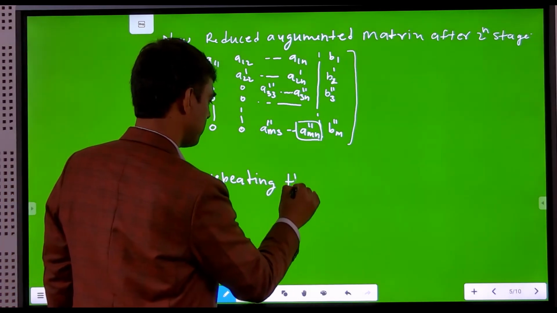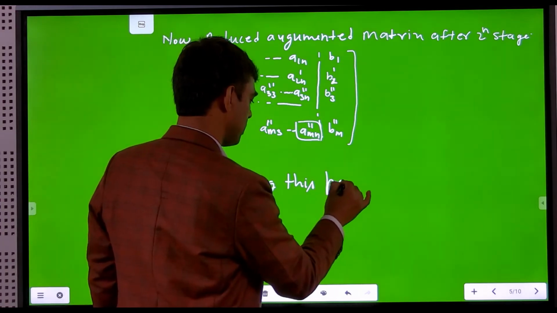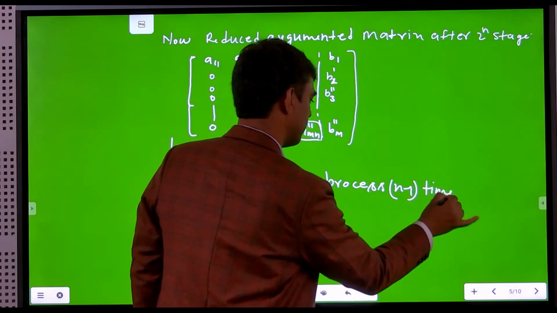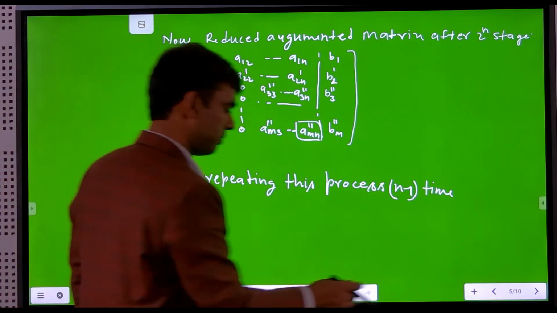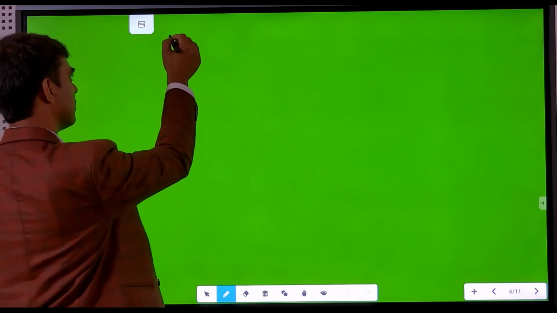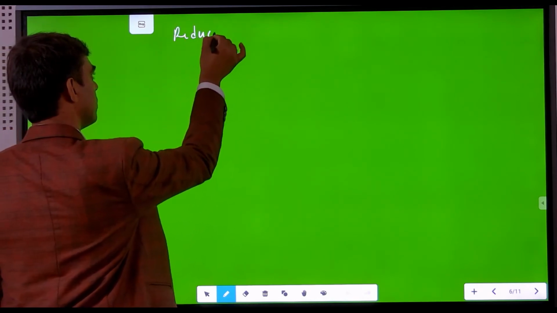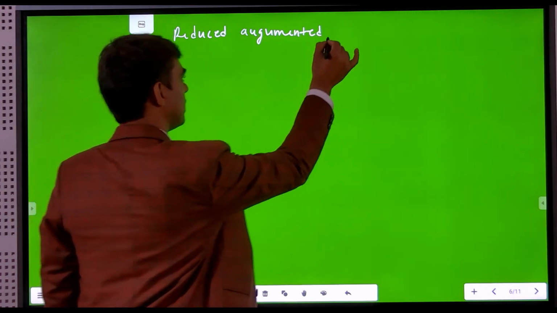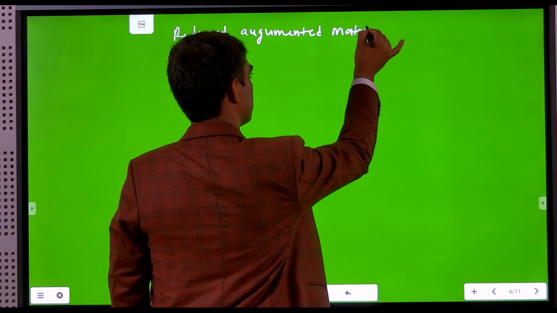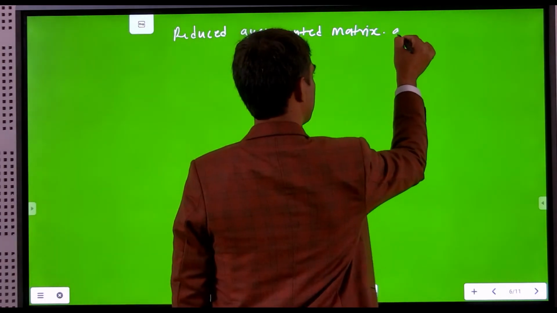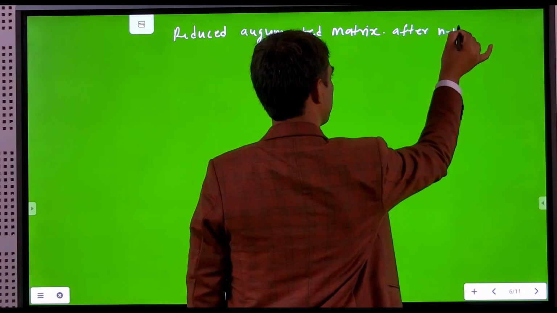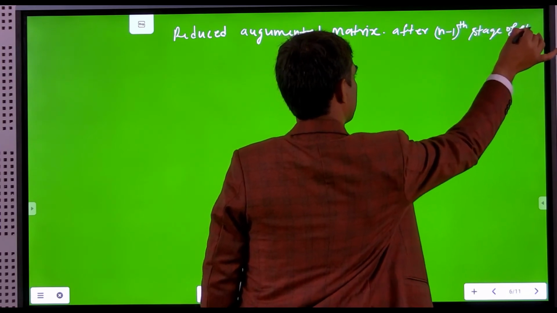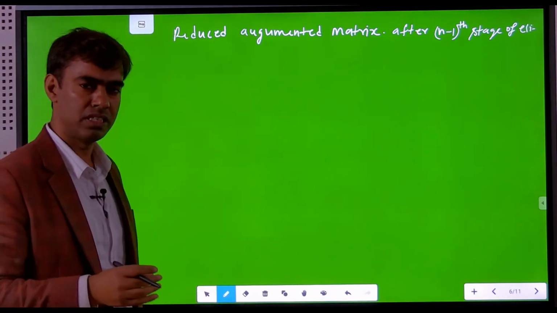So, after repeating this process n minus 1 times, what does the reduced augmented matrix become? Here we write the reduced augmented matrix after the n minus 1 stage of elimination. Elimination means we perform this process n minus 1 times.